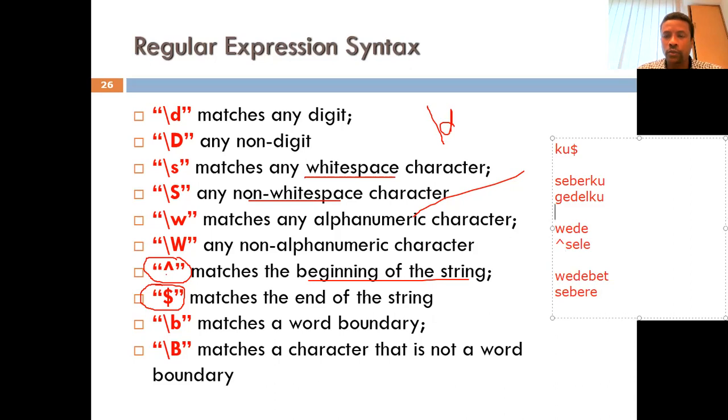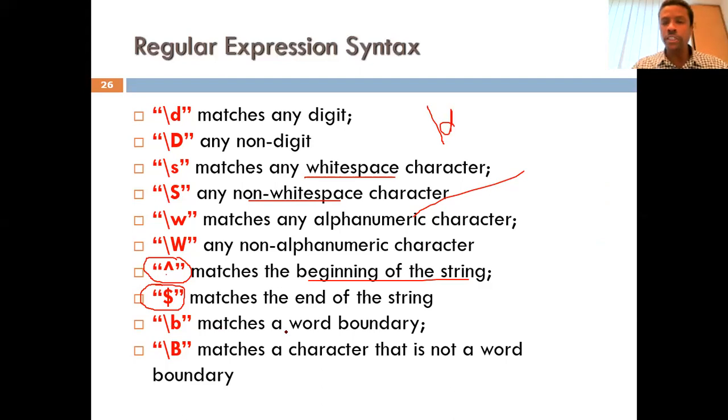I'm going to put a caret to mean look for it at the start of the string. The last one we have here is \b, which means match at a word boundary. Word boundary means at the start and the end of the word. And if you make it capital B, it means not at the boundary, not at the start or at the end, but look for it in the middle. So take note of all these regular expression symbols.